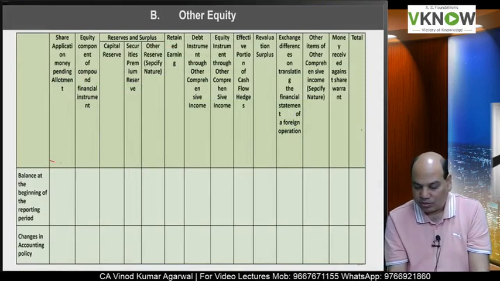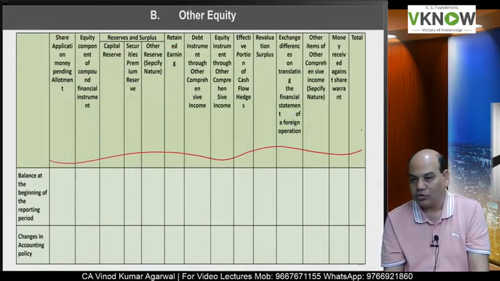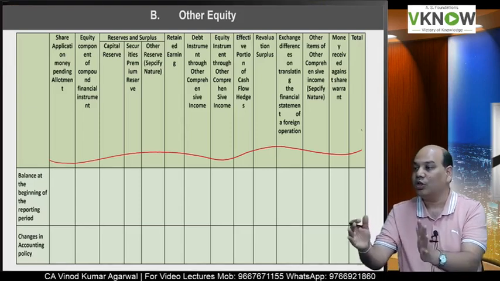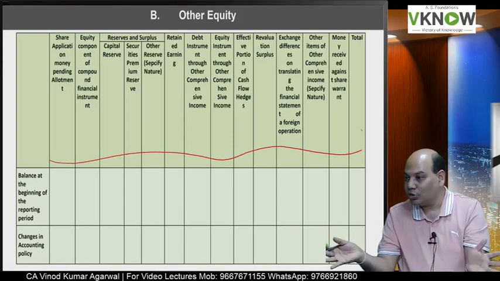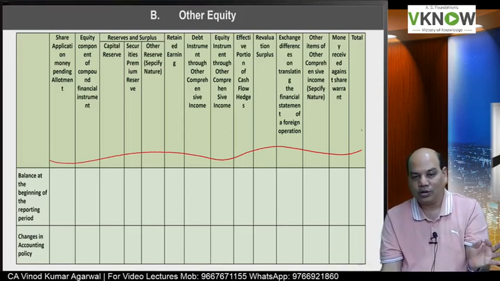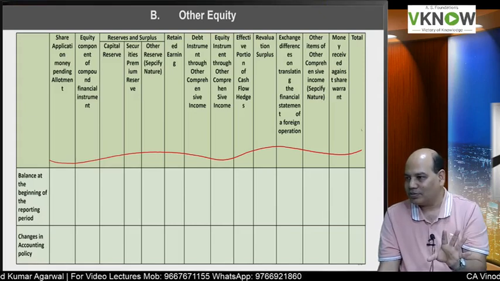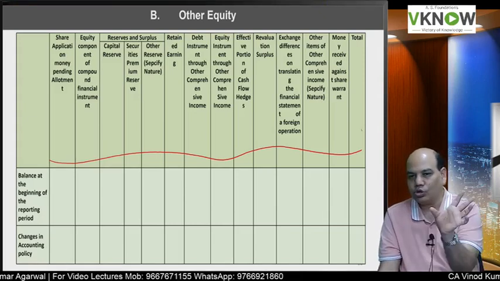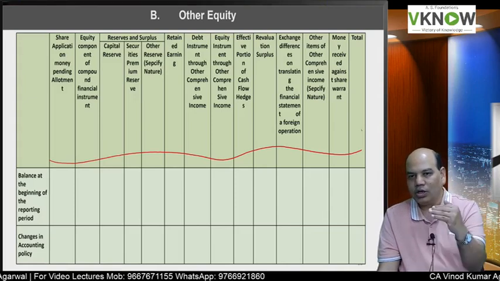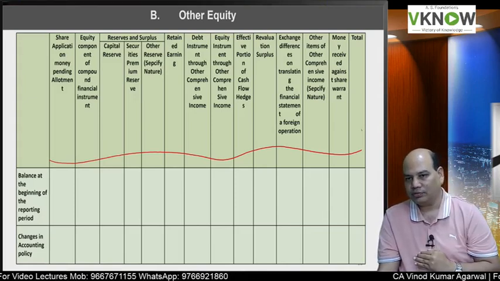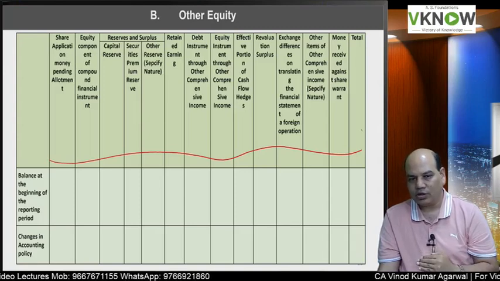Sir, do we have to remember all these columns? The answer is no. It is a format. If some reserves are not in your question, then there is no need to draw. As a student, usually 3, 4 or 5 reserves will appear in your question. So only those many columns you will draw, and you have to move from opening balance to closing balance. Right? That is the logic.